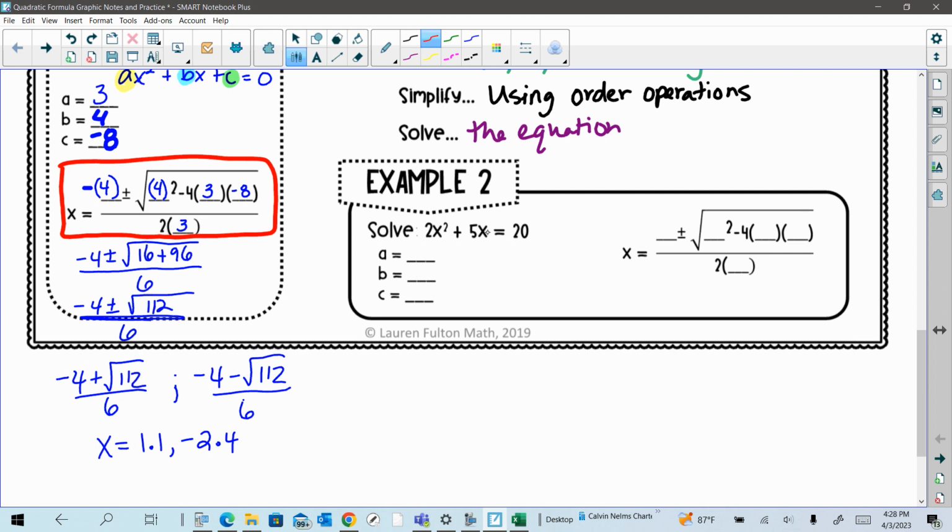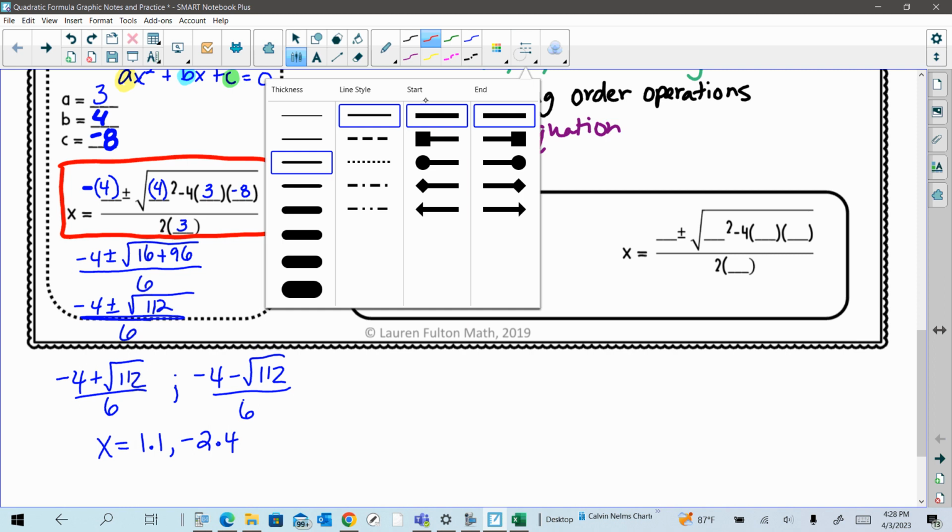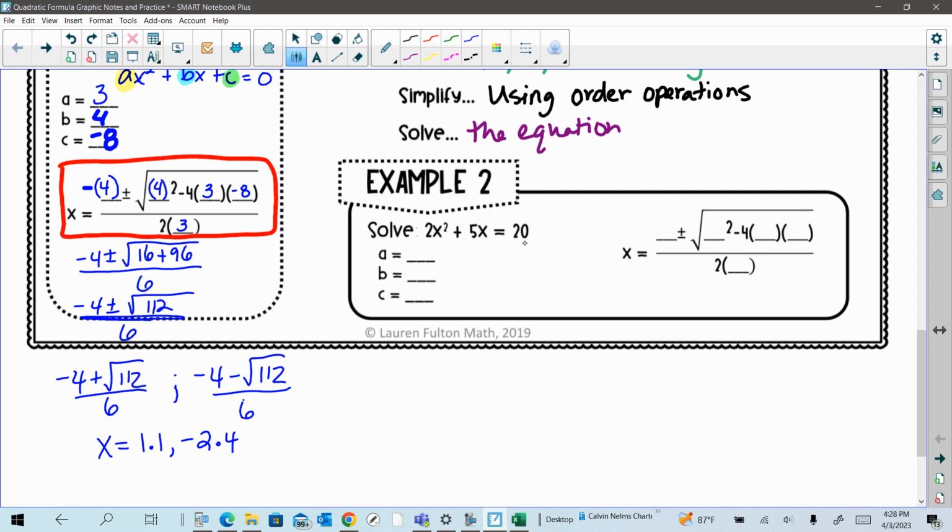So the first thing I need to do is put this in standard form. It has to equal 0, so I'm going to minus 20. So the new equation really would be 2x squared plus 5x minus 20 equals 0. Now it's in standard form. So from here, I'm going to pull out my values for a, b, and c.